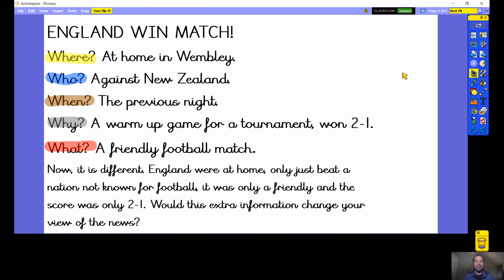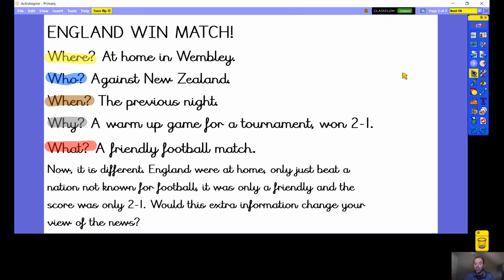So now this headline changes significantly. Now you have these details, and I haven't even given you that much detail, really. You've seen newspapers, they've got 4 or 5 paragraphs about one story sometimes, so there's lots of information. I've just given you some very brief information using the 5 W's, but already that headline has changed completely, because now we know England were at home, which made the match easier. So it's not as impressive that they won.